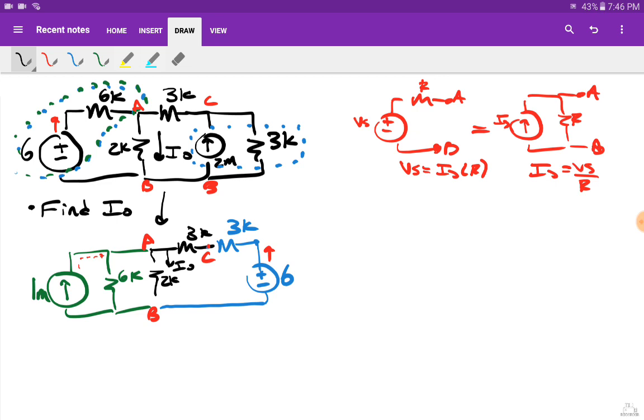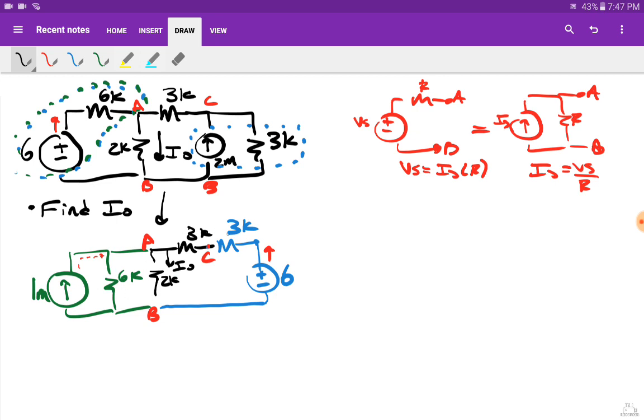Now, with everything as it is, I can see some series and parallel stuff happening. These are in parallel, but I'm not going to combine them. Why? Because if I combine these two, I will lose my IO. IO is passing through the 2K. Yes, these are in parallel, but just because something is in parallel does not mean you have to stick it together with something else. You will lose your IO and you will not be able to get to your answer. So these are kind of forbidden. If they were in series, I could, but they're not.